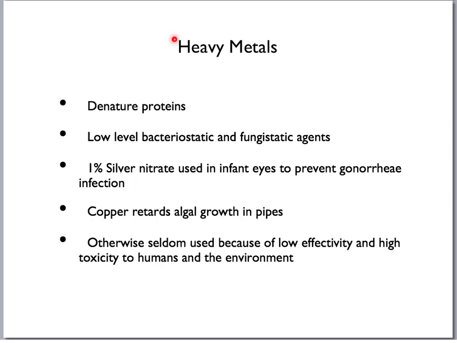So heavy metals. Heavy metals are of historical importance more than anything else. They were one of the first things that were discovered to control microbes, but they're not used very often anymore. First off, they're not very powerful. They're low-level bacteriostats and fungistats. They're also toxic to humans. Heavy metals do bad things to humans, especially human neuron development.